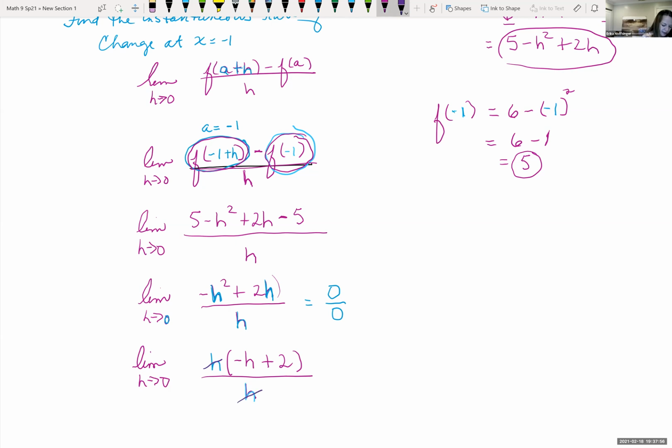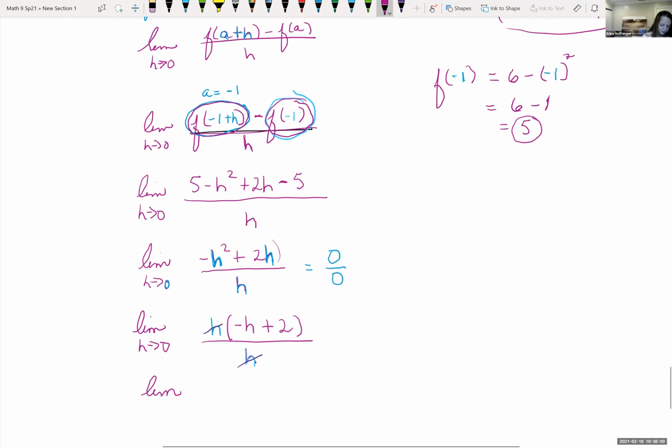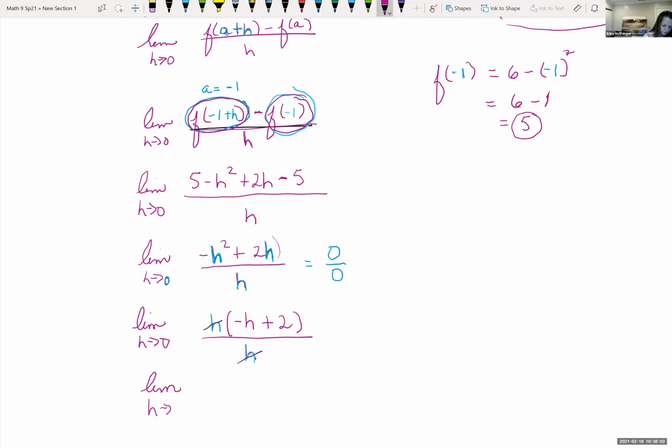And so we're left with the limit as h approaches 0 of negative h plus 2. So now when we do our direct substitution, things fall out really nicely. And so going in here, we get negative 0 plus 2, which is equal to 2.